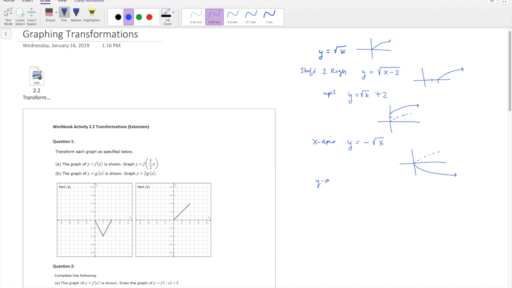And a y-axis reflection is y equals f of negative x, meaning the negative is on the inside. I drew my square root a little wacky. So this would be a y-axis reflection. So again, if this is the square root of x, square root of negative x would look like this.